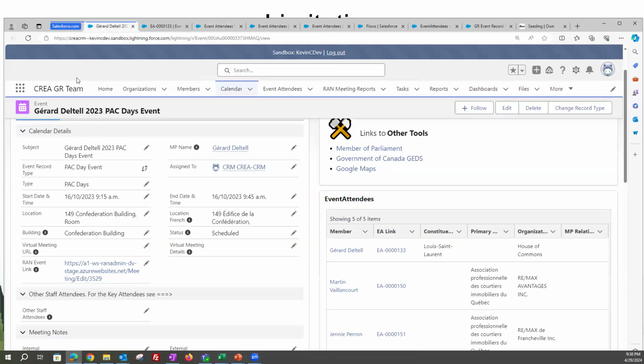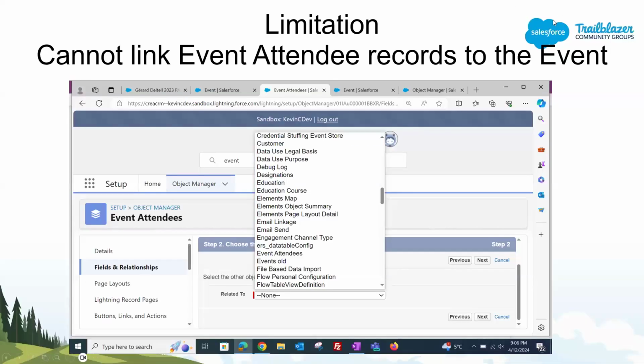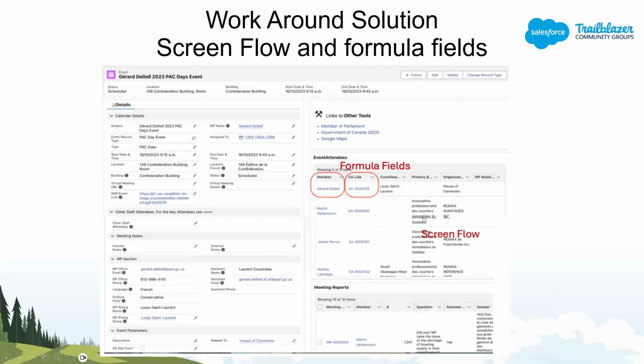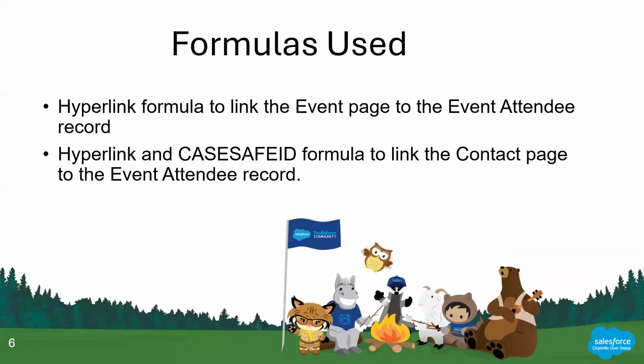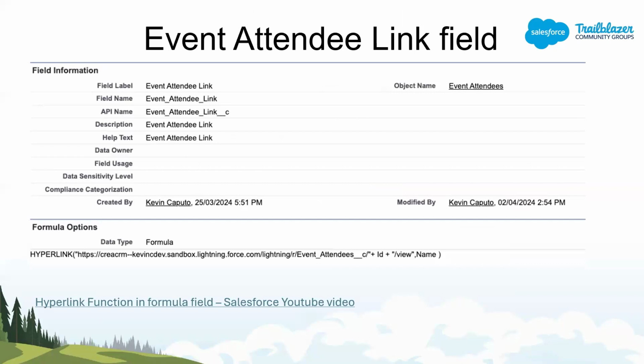Okay. So let me just go back to the slide deck for a second. Okay, so I talked about the screen flow, and I talked about how I created a link to the member record, and I created a link to the event attendee. And I'll show you that in the screen and the presentation. Okay, we talked about that. Okay, so let me go into the formulas, and then I'll go into the screen flow. So let me go back to Salesforce.